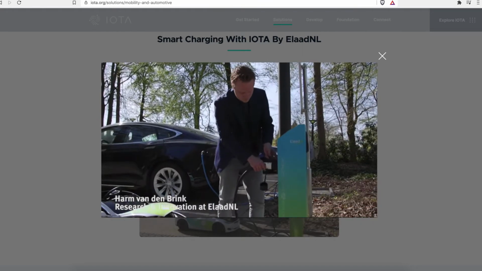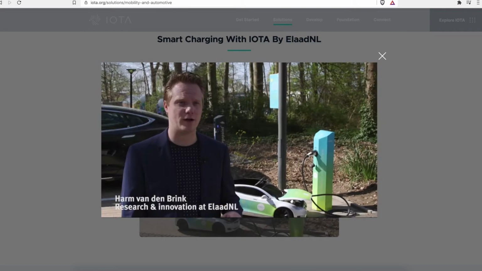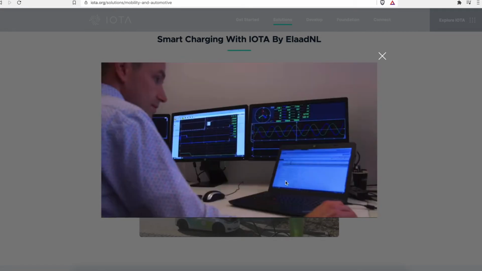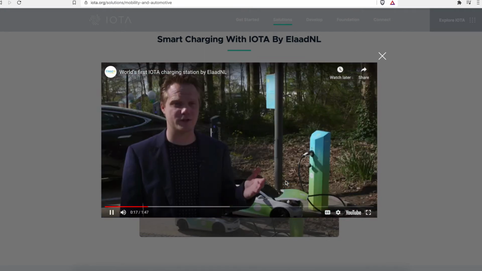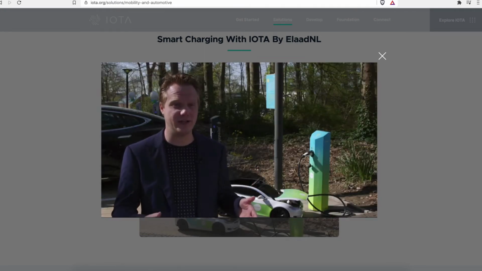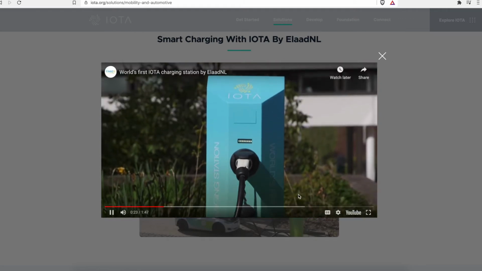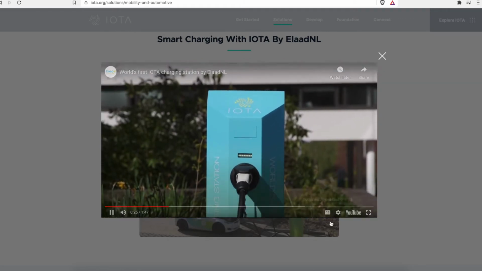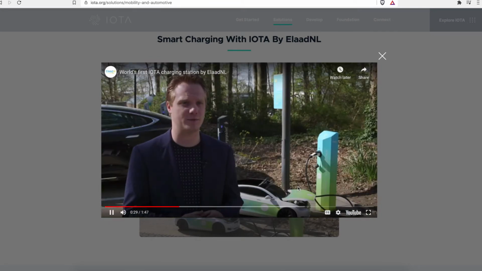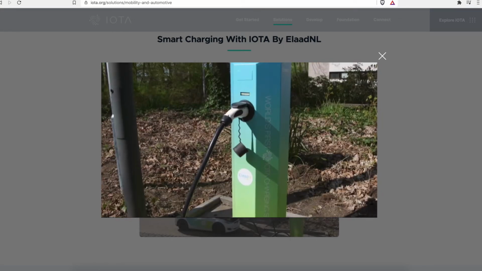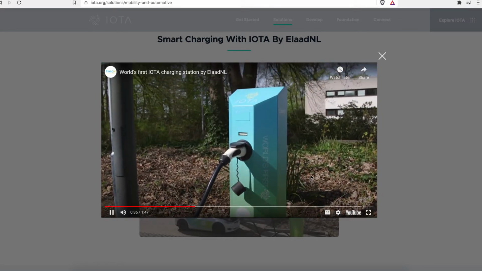We are at the ELAD premises in Arnhem, and we are now at the test lab of ELAD, which is used for testing charge stations and electric vehicles. This is the world's first IOTA charging station being released today here in Arnhem. What's special about this charge station is that it can do direct payments from car to charger using just a cable, and it doesn't require any RFID card or any subscription. It just uses IOTA. IOTA is a cryptocurrency and a protocol.